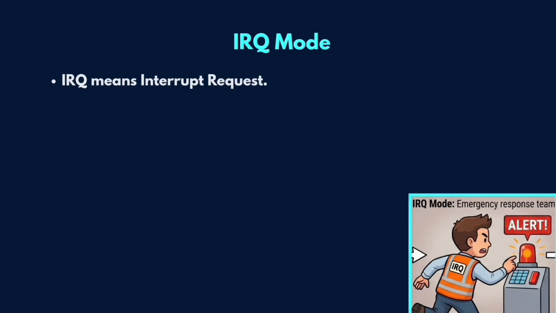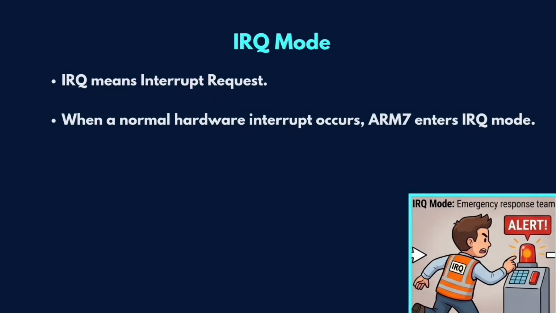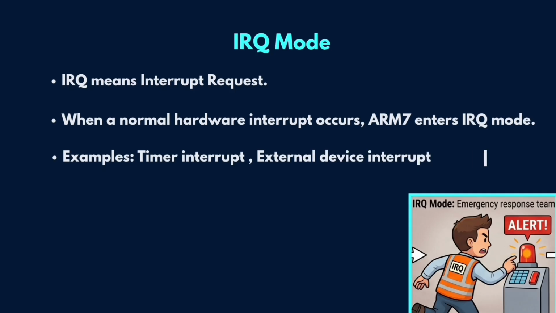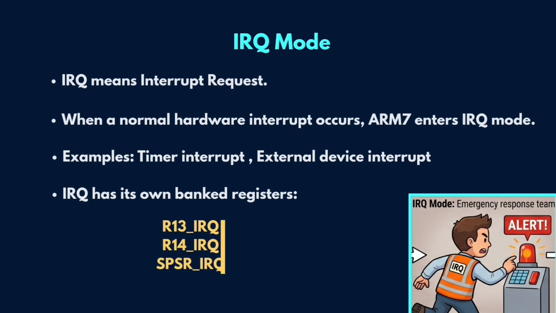IRQ mode. IRQ means interrupt request. When a normal hardware interrupt occurs, ARM7 enters IRQ mode. For example, timer interrupt and external device interrupt. IRQ has its own banked registers. They are R13_IRQ, R14_IRQ and SPSR_IRQ. This allows faster interrupt handling.